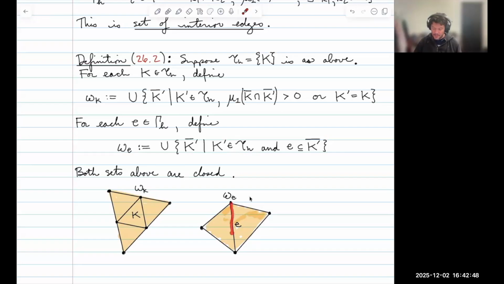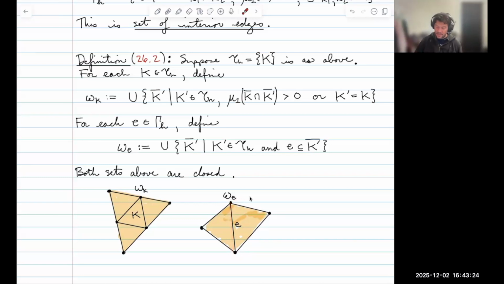Here's the edge I want to talk about, and I have a k prime over here. Take the closure of that. Is this an edge which is contained inside that closure? Yes, so this one goes into the union. What about this one? Let's set k prime equal to this triangle over here. If I take its closure, is the edge a subset of that closure? And the answer is yes. So this one also goes into the union. So this omega E set looks like this for this edge.